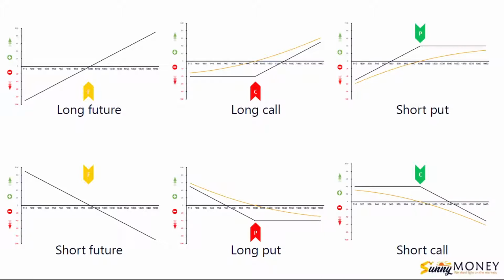The main advantage of the strategies built with the futures, long or short, is their simplicity. They are easy to manage. In fact, the loss and the gain are very simple to calculate. They are one-to-one linear. If the market goes up 500 points, we earn $500. If the market decreases 500 points, we lose $500.